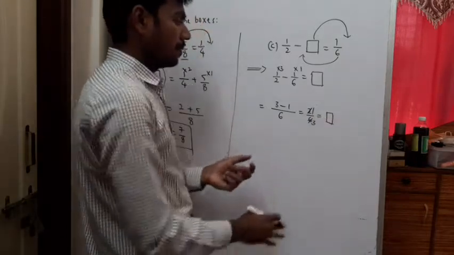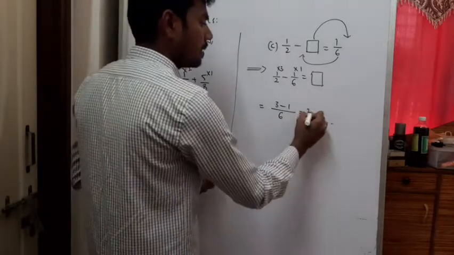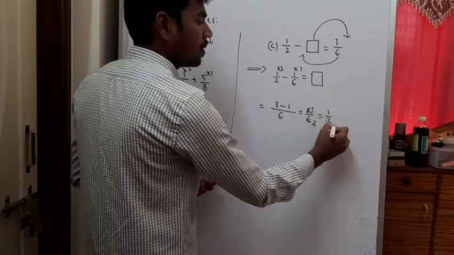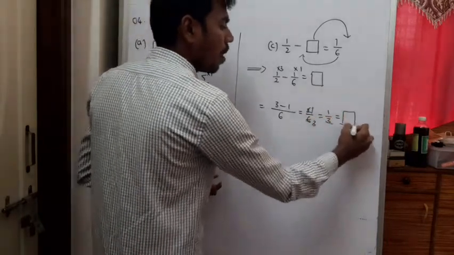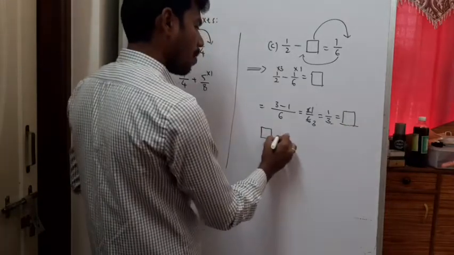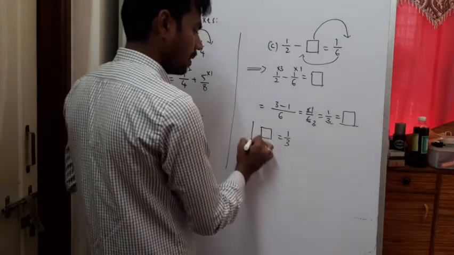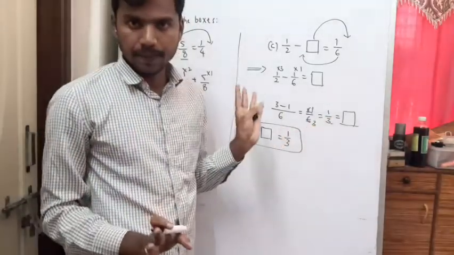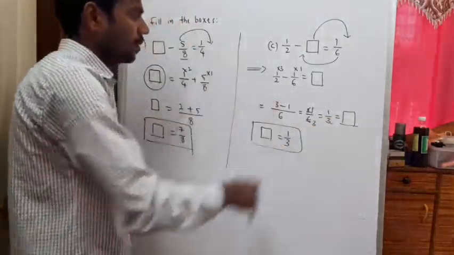So 2 by 6 was there, right? 2 1s are 2, 2 3s are 6. So 1 by 3. So 1 by 3 should come in the box. Or else the box, what should be there? 1 by 3 should be there. 2 by 6 was there. We brought it to the simplest form. That's it. Understood? So please note this down.